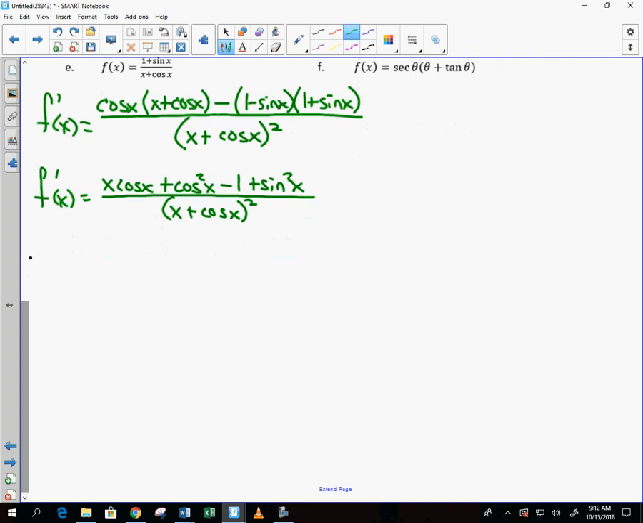What do you notice? Yeah, cosine squared plus sine squared is 1, because the capital of the United States is Washington, D.C. And so if this is 1 and a negative 1, that makes 0. So you're just left with f prime of x is x cosine of x over x plus cosine of x quantity squared.